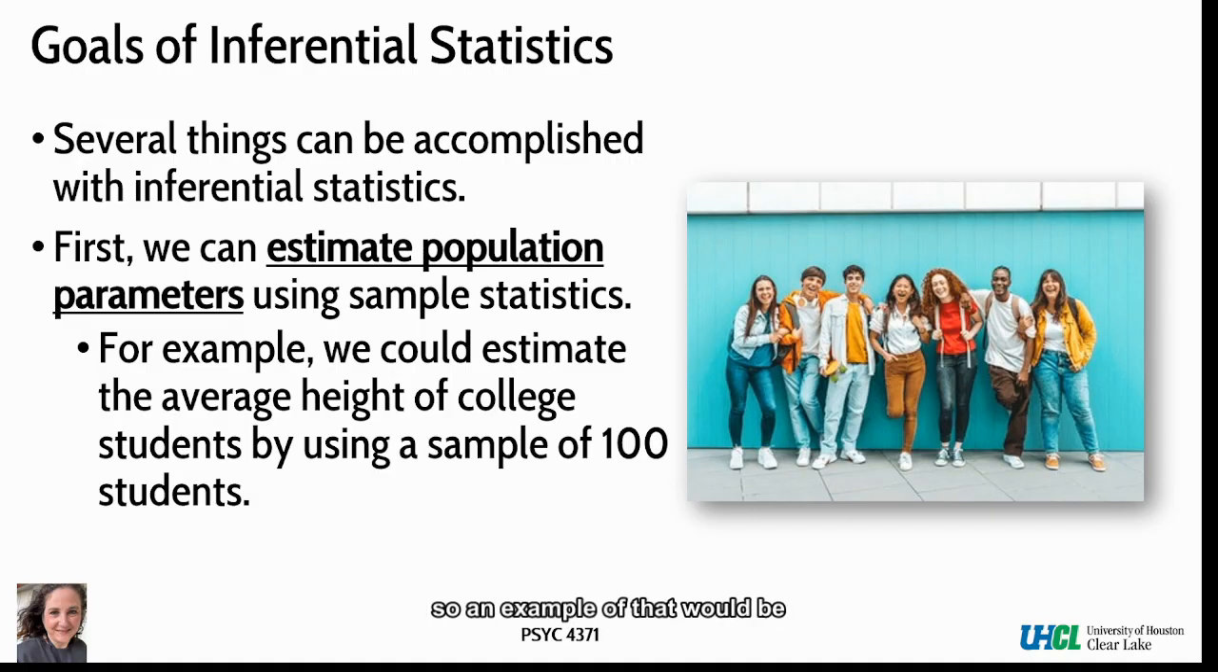So an example of that would be we could take a sample of college students and we could measure their height. And we could do this with 100 students. And hopefully that sample is representative of our population. So when we calculate an average height for that sample, we're actually estimating a population parameter using a subset that we pulled from that population.